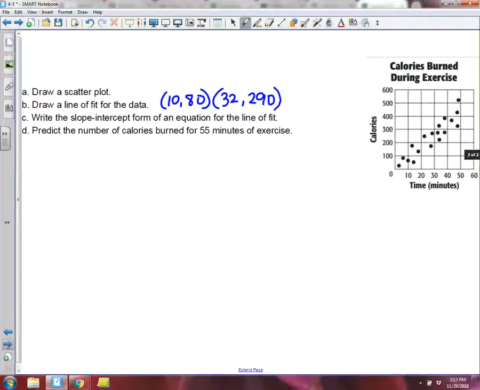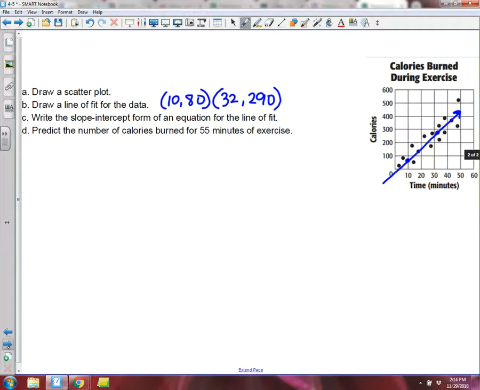So can you please find those data points on your paper? 10, 80. Find it. There should be a dot there. Everybody see it? 32, 290. Does everybody see that dot? Draw a line through them. That's going to be your line of best fit. Once you draw your line through them, we're moving on to part C.